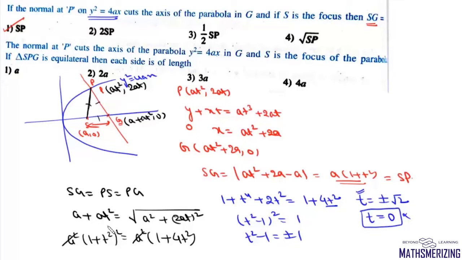So now we need to find the length of this equilateral triangle. We know that the length of the side of the equilateral triangle is a + at², that is a(1 + t²). What's t²? t² in this case is 2, so it is simply 3a. So the length of the side of the equilateral triangle is simply 3a.